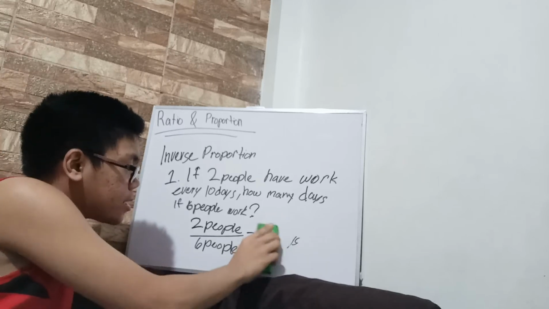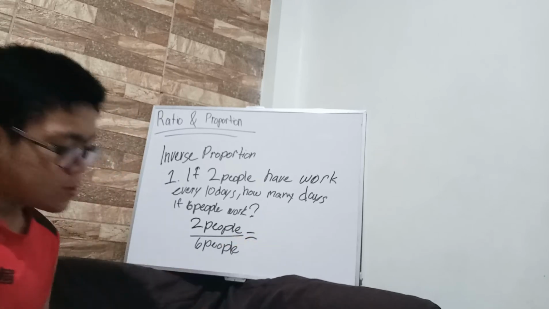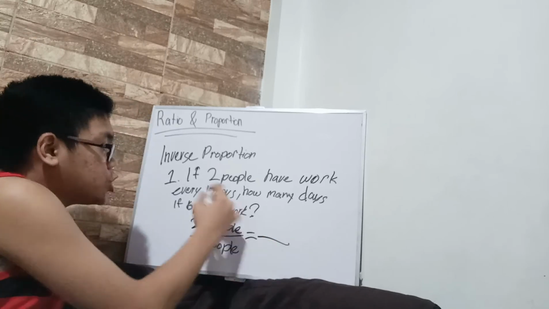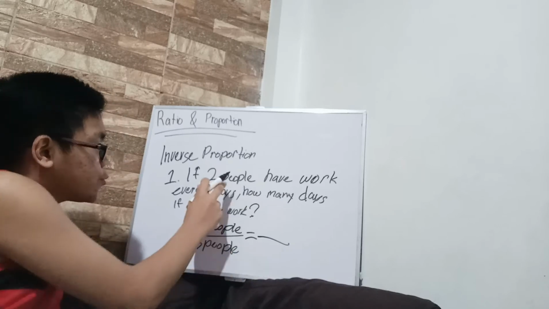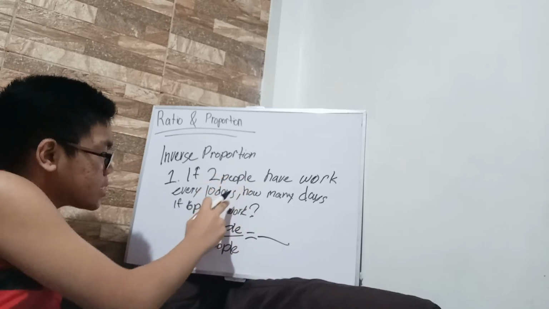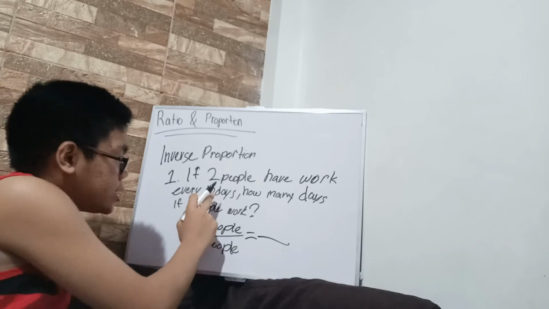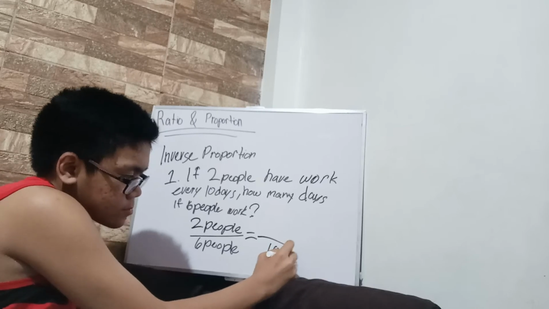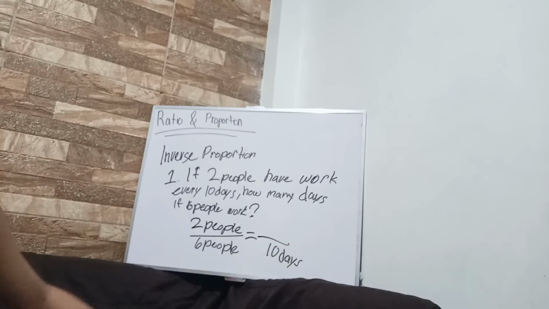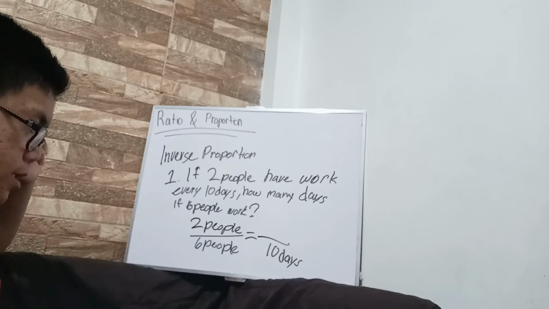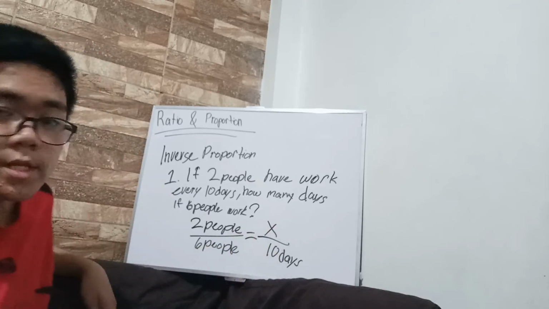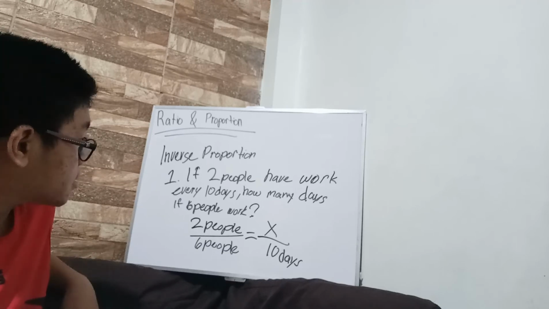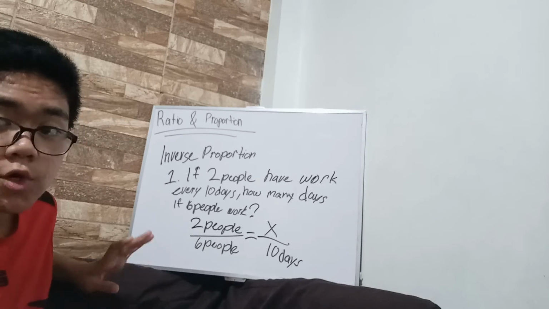So, that's what inverse is. It should be reverse or vice versa. It should be at the bottom. So, 2 people, 6 people will be the one to evaluate the 10 days. There. So, for that one, hindi natin i-cross multiply. Hindi mo siya i-cross multiply, ha?